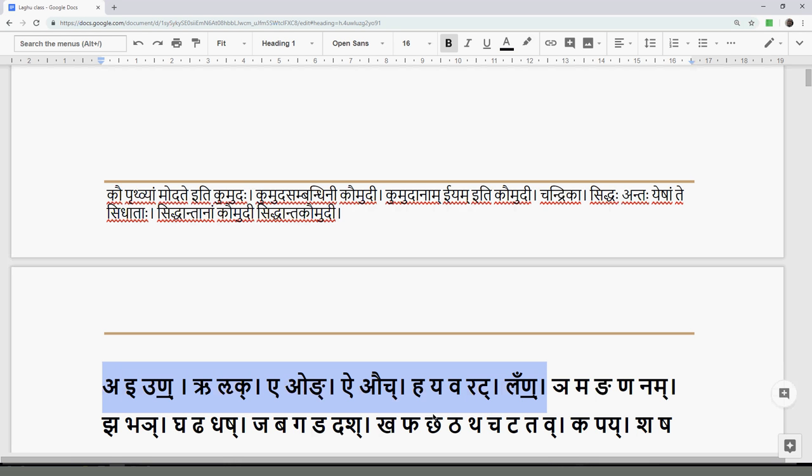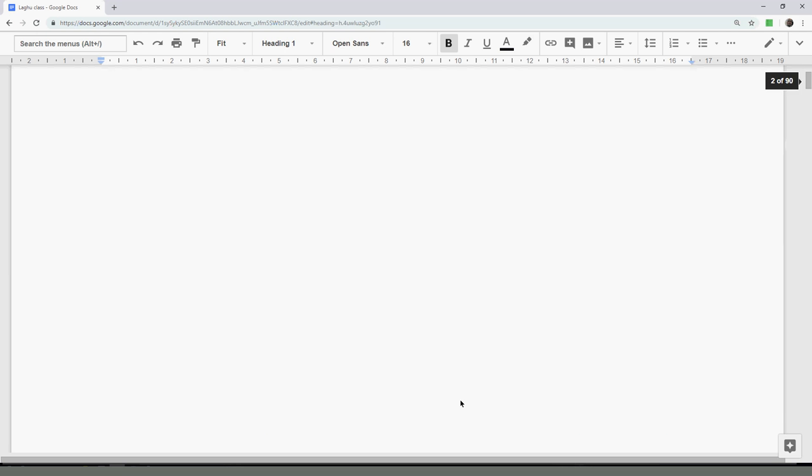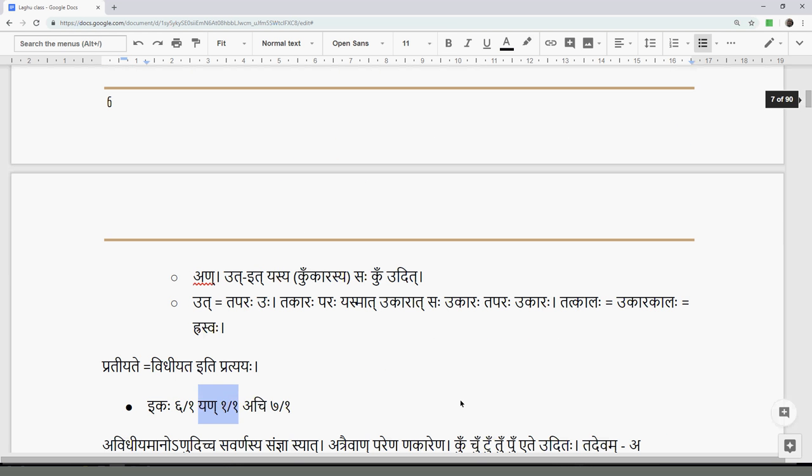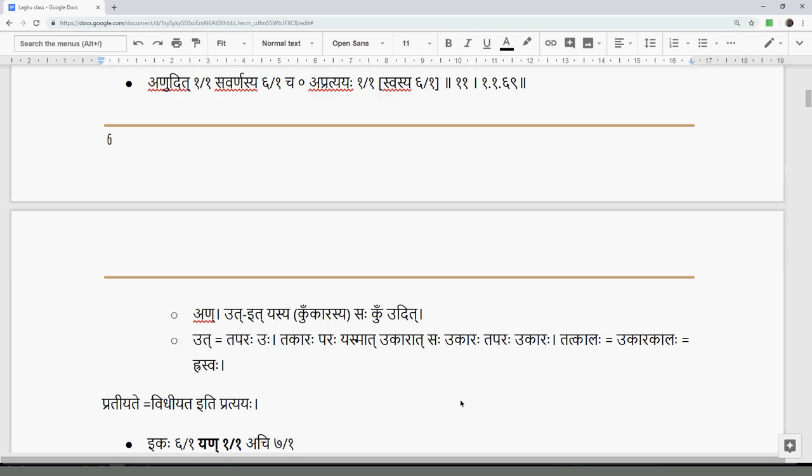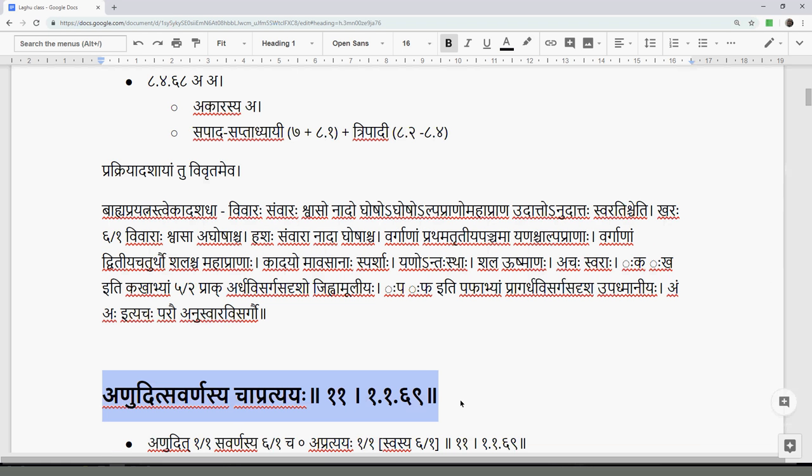This is the only sutra where un is formed with this akara and the lan nakara. All other sutras where you see un have this other un. Every other sutra except for this sutra. Therefore, there are two nakaras only in this sutra which we are looking at right now. Which one? Anudit Savarnasya Cha Pratyaya.